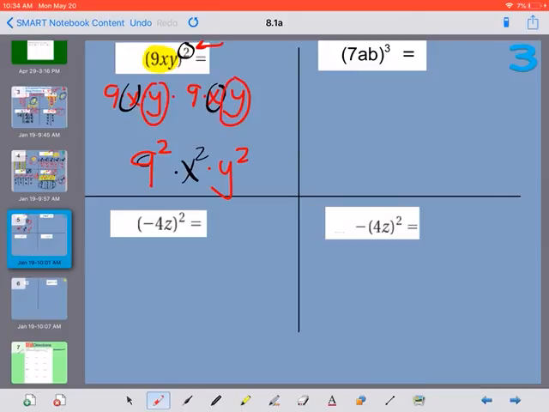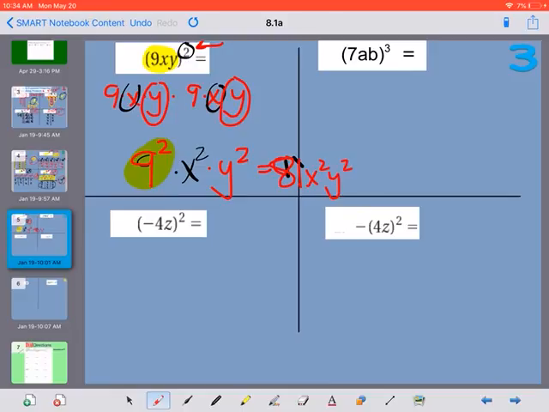Because it's all multiplication, we can really multiply in any order that we want. So if you multiplied this out, 9 times 9 is 81. So another answer that would be acceptable would be 81 x squared y squared.